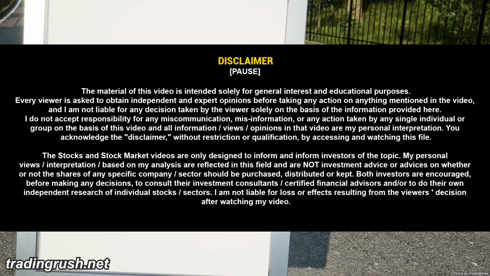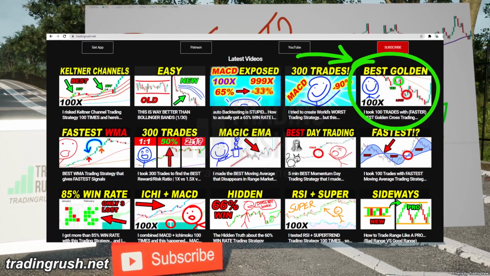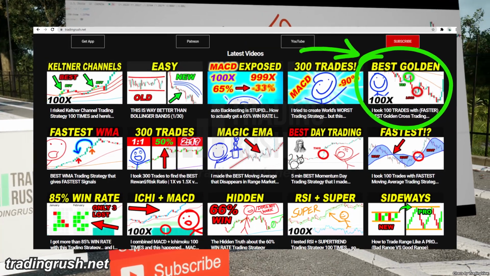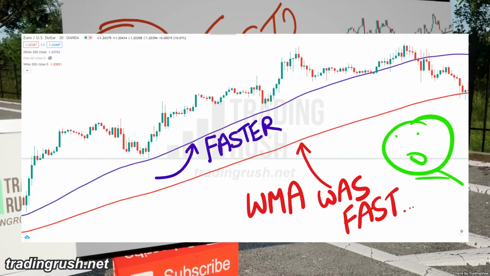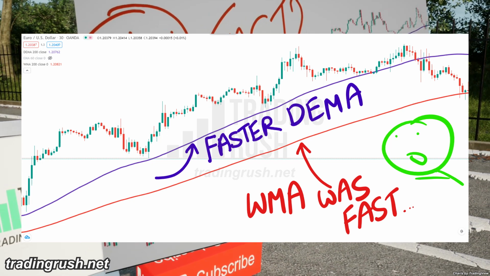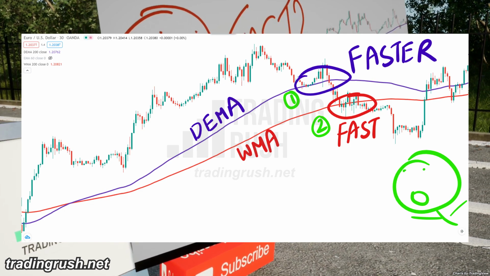This is one of the fastest moving averages we have seen on the Trading Rush channel, and when we created a trading strategy based around it and tested it 100 times, it performed better than both simple and exponential moving averages. Now watch this. This is the double exponential moving average, and as you can see, it is reacting to the price movement faster than the weighted moving average.